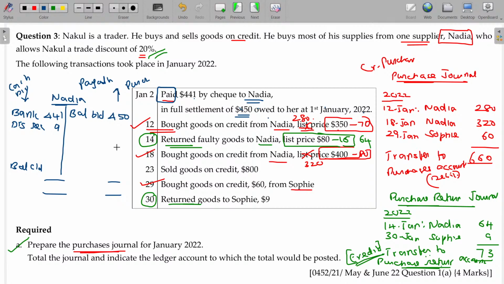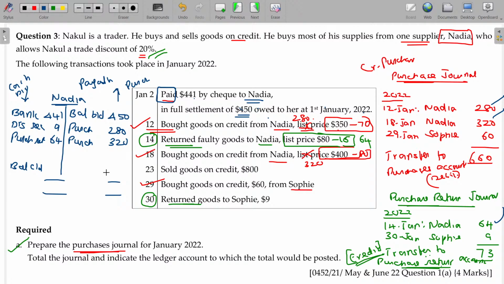Then you have to choose the transactions with Nadia only. Here, bought goods from Nadia 280. This one 280 and 320. These two purchases will increase the value payable to Nadia. So purchases, I skip the date here, 280. One more purchase from Nadia, the value being 320. And the purchase return will reduce it. So for Nadia, here is the purchase return, being 64.